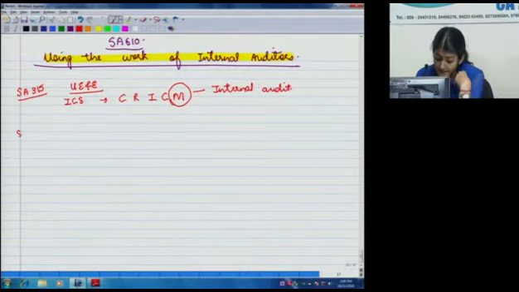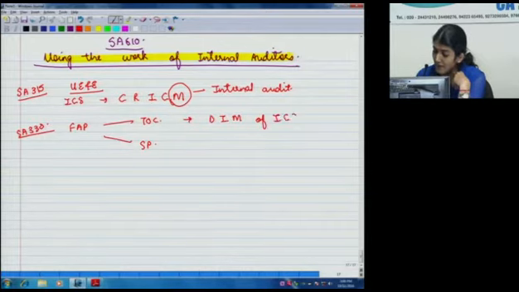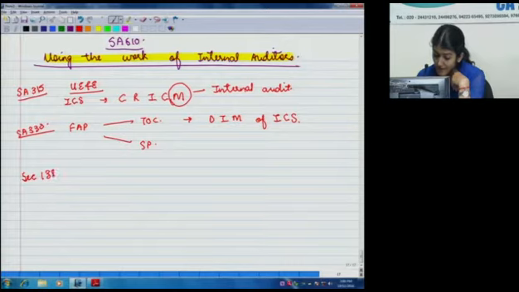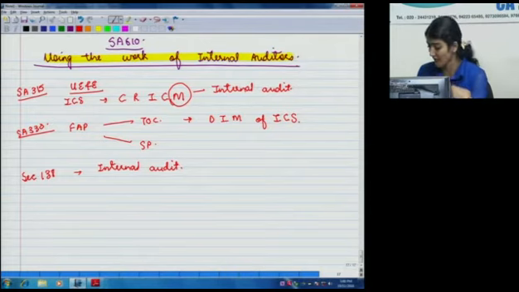Then, in SA 330 also, we talk about the further audit procedures, that is TOC and substantive procedures. In TOC also, we have to check the design, implementation and maintenance of the internal control system in the organization. Now, under section 138 of the Companies Act 2013, for certain classes of companies, internal audit has been made compulsory in the Companies Act only. 138 for certain classes of companies.